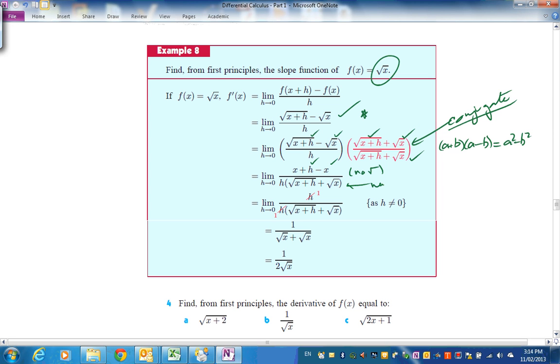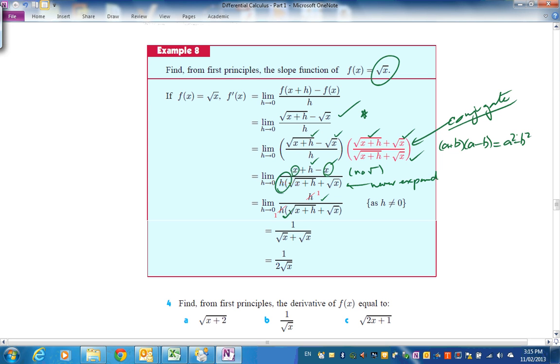Never expand this. You don't need to expand it. You never expand the denominator in first principles. Why? Because this is the factor you want to cancel. Leave it out the front. And now, x take x is no x. So you're left with an h in the top, h in the bottom, and you know it's got to cancel.